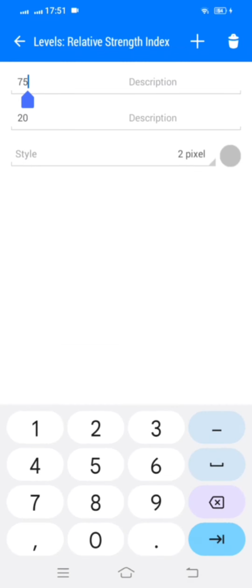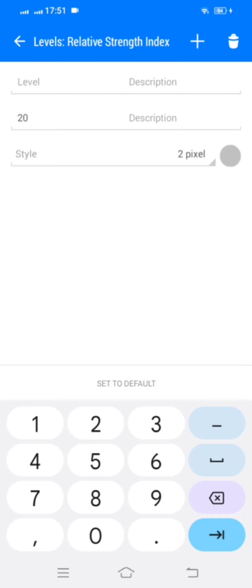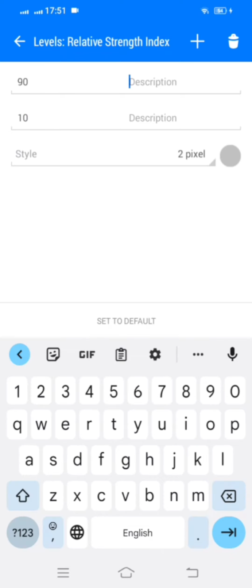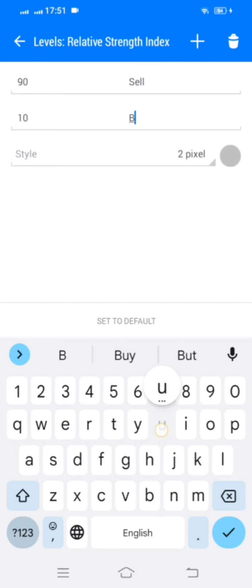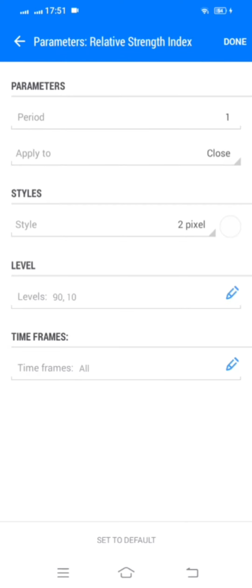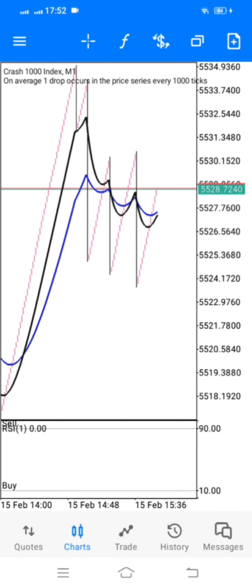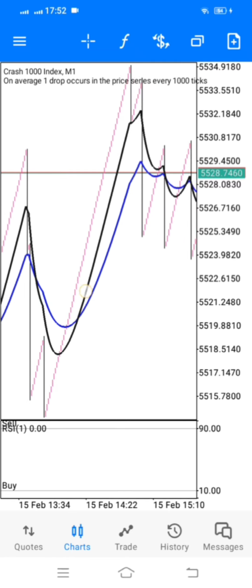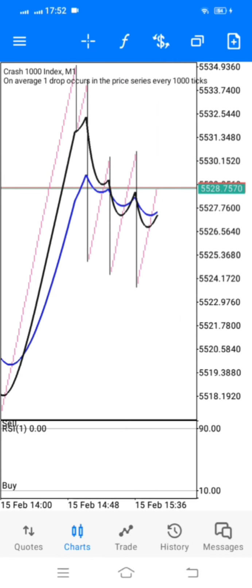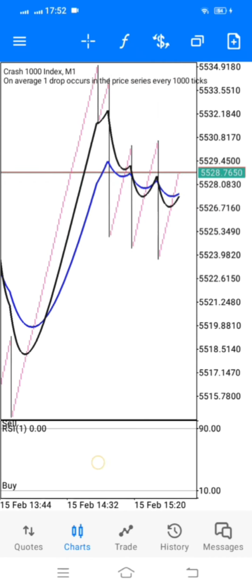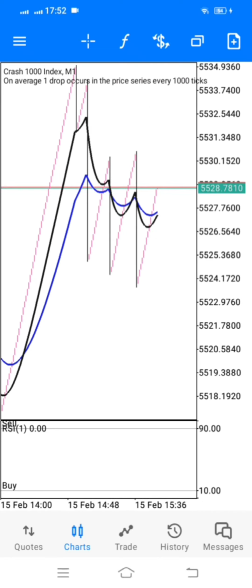The levels over here, we're going to change to level 90 and level 10. Level 90 will be to sell and level 10 would be to buy. You can just type that in there. Once you have those settings done, you click done. So this is what your chart should be looking like at the moment: you have your two moving averages on the main chart, and our RSI here at the bottom in indicator window 1.